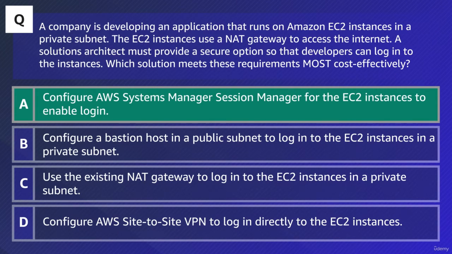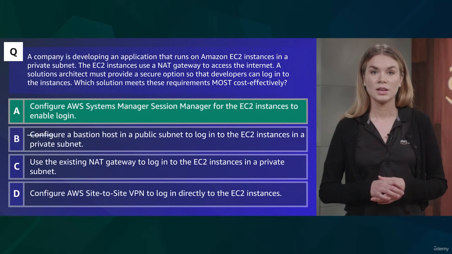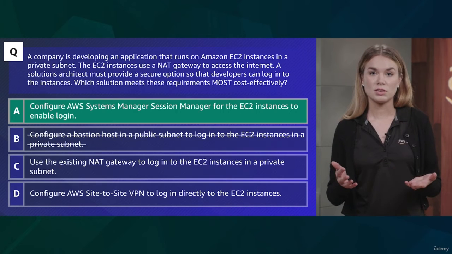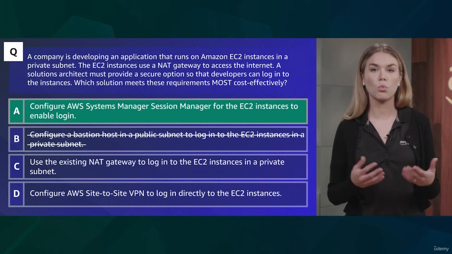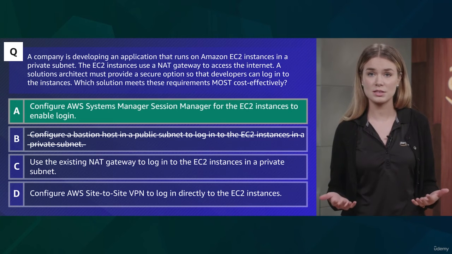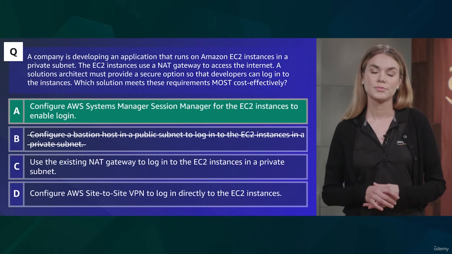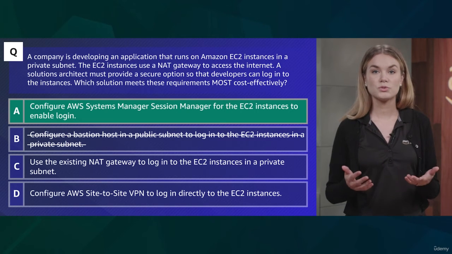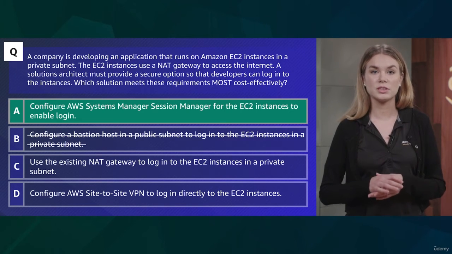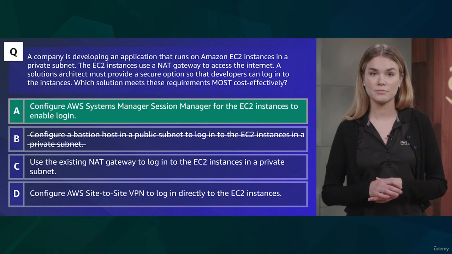First up is B, configure a bastion host in a public subnet to log into the EC2 instances in a private subnet. This is a classic way to enable connectivity to instances in private subnets. This can work, but the bastion host would incur charges as an EC2 instance, so this is not the most cost-effective solution.